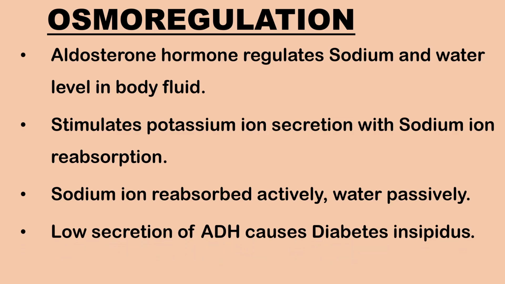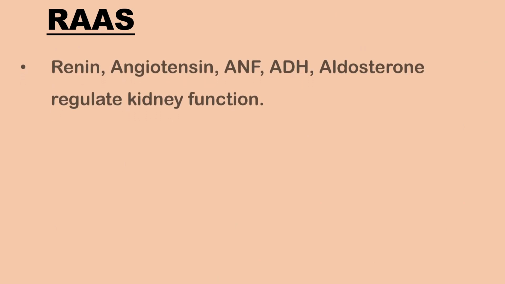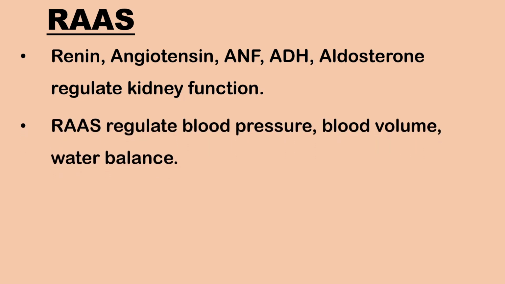Low secretion of ADH causes diabetes insipidus. The urine becomes hypotonic and the person feels thirsty. Next, we shall look into the renin, angiotensinogen, aldosterone system. Renin, angiotensin, atrial natriuretic factor and antidiuretic hormone aldosterone together regulate the function of kidney. The renin-angiotensin-aldosterone system regulates blood pressure, blood volume, electrolyte and water balance.